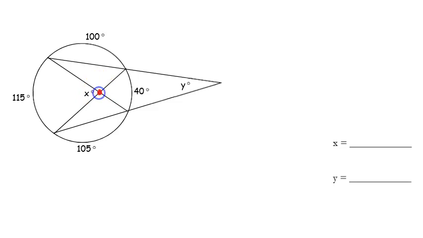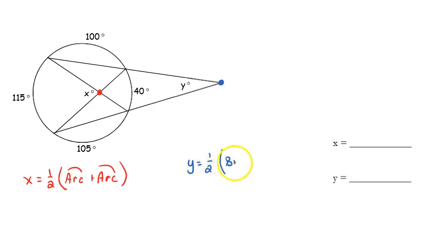X is inside, so I know that X is going to be, because the angle is inside, exactly half the sum of two arcs. So first arc plus the second arc. We've got to figure out what those are. But then y is located outside. So when I'm calculating y, it's not going to be half the sum, it's going to be half the difference of a big arc minus a small arc.